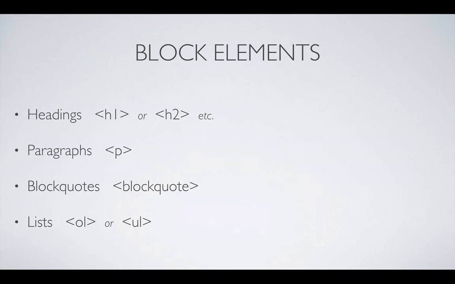Examples of block elements are headings, for example, titles or subtitles, paragraphs, block quotes, which are quoted texts, or lists, such as ordered or unordered lists, like numbered lists or bullet lists.